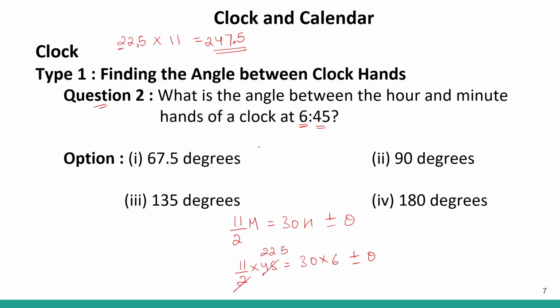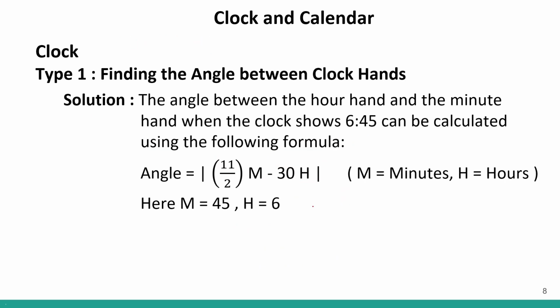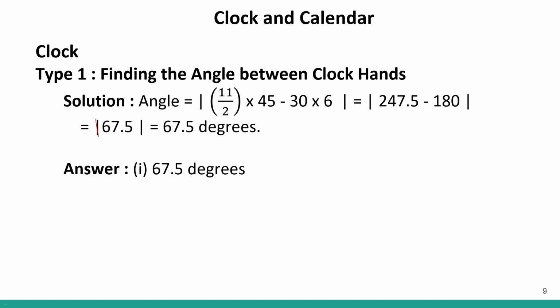Correct? So this will be 247.5 equals 180 plus minus theta. So theta will be 247.5 minus 180. Correct? I'll get 0.5 and over here I'll get 67. So theta's value will be 67.5 degrees. And this is given in option number 1. So option number 1 will be your correct answer to this question. Clear? Now, here is the solution. Again placed in mod because negative will not be considered.